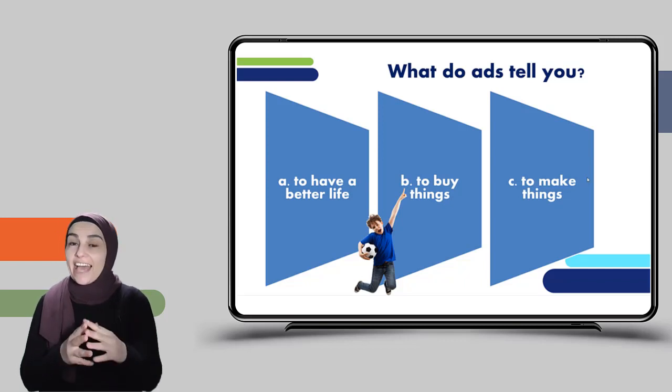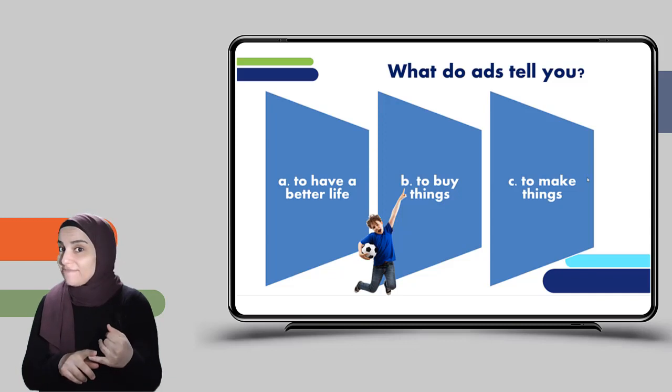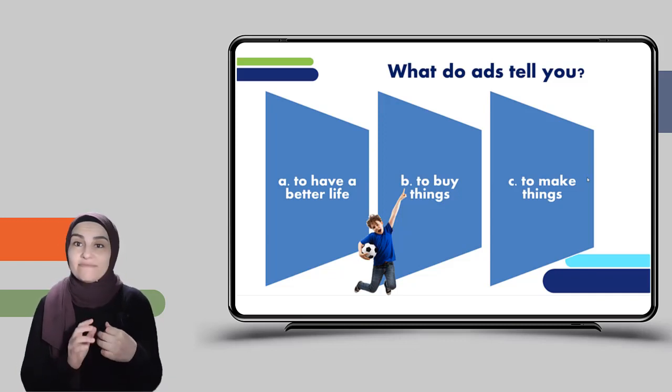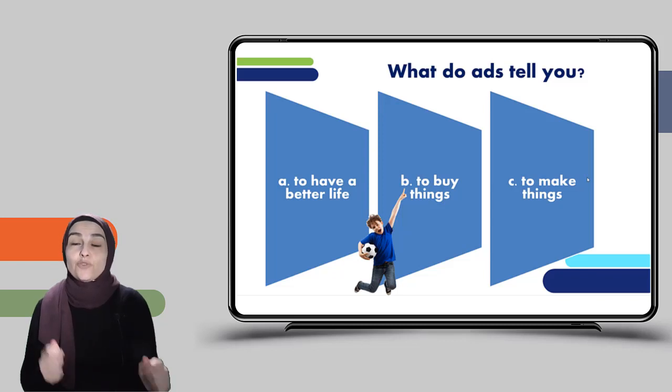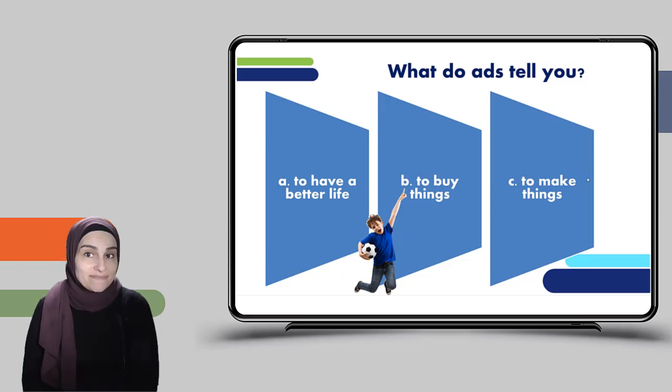Right, ads try to convince you to buy a car, a computer, a smartphone, food. Any product that you can think of that you can buy in a store, you can have ads that try to tell you to buy this thing. Did you notice that? Great.